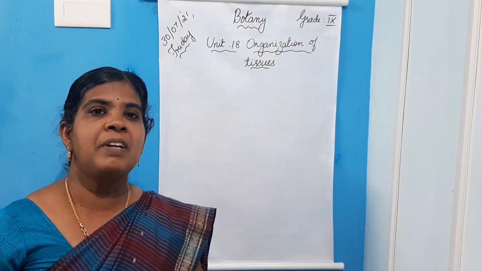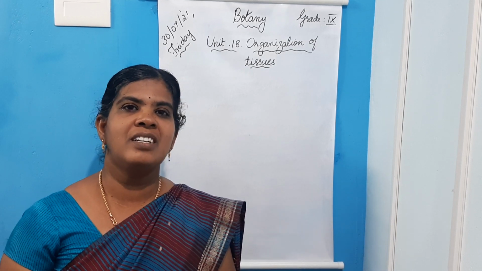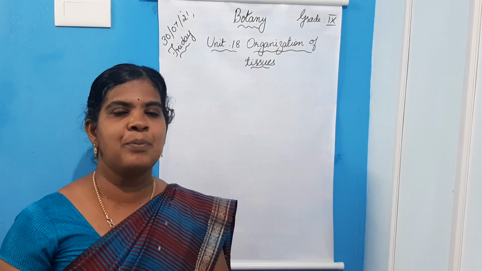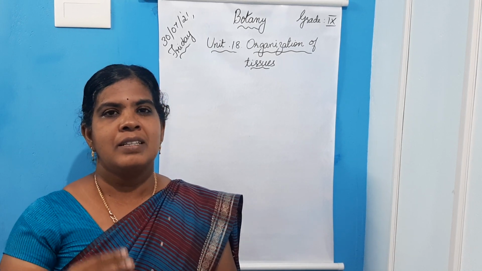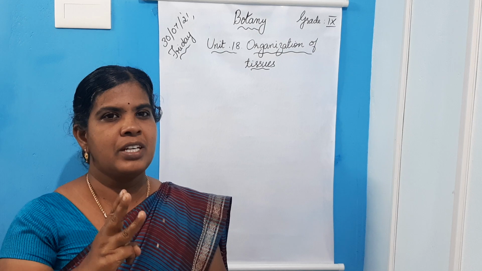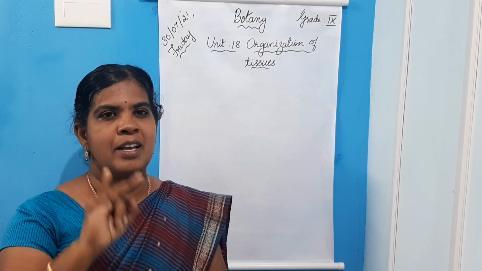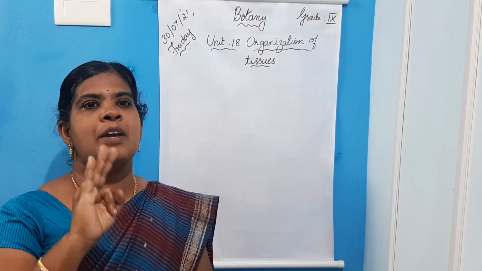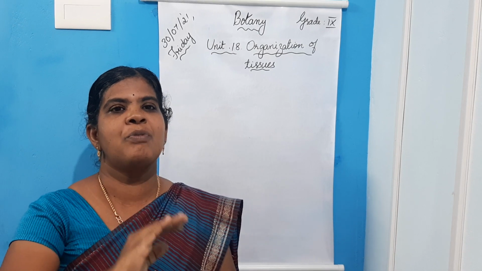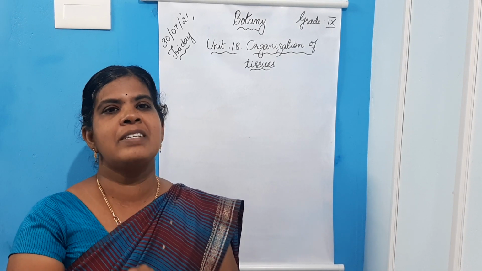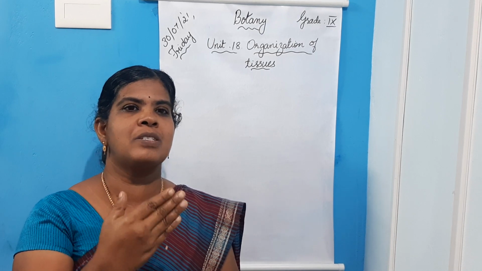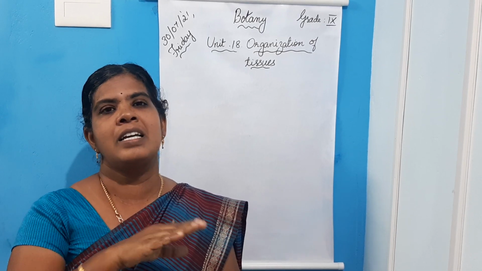Children, in the previous class, we all learned about cell division, isn't it? What are the types of cell division? There are three types of cell division: amitosis, mitosis, and meiosis. So before we enter today's topic, we must recall the portions we learned in the previous class.